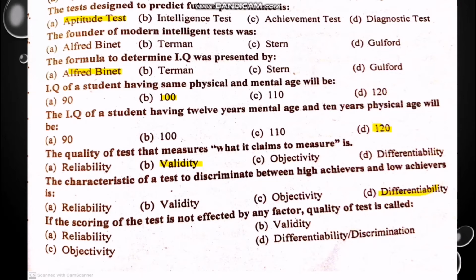If a scoring of a test is not affected by any factor, quality of test is called reliability, validity, objectivity, or discrimination or differentiability.